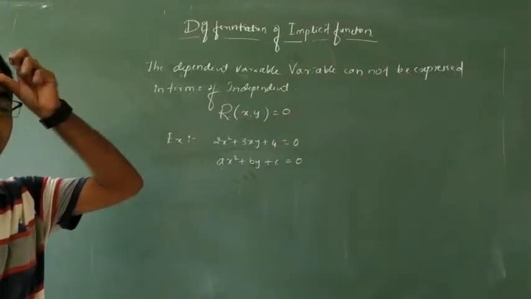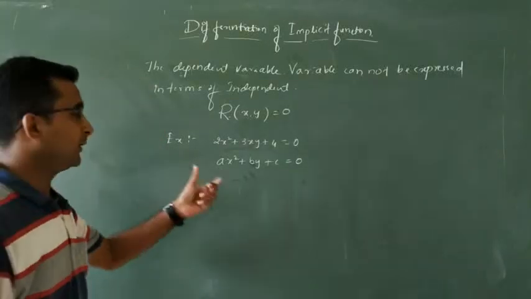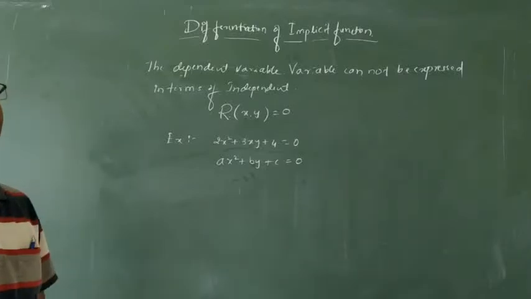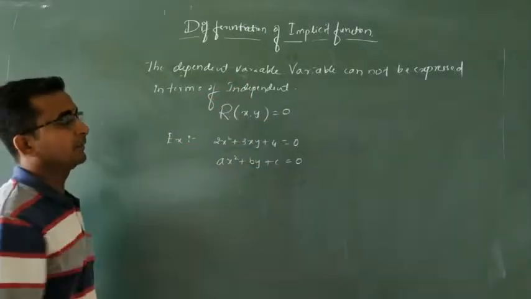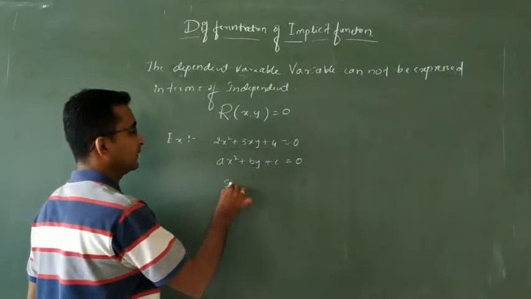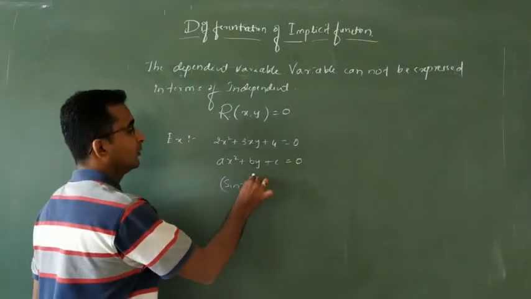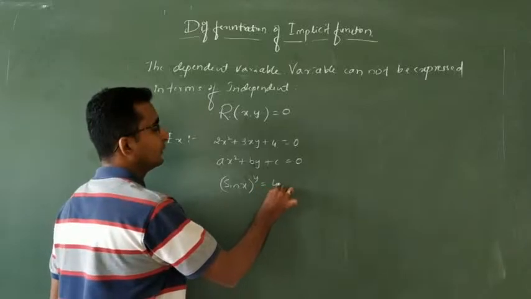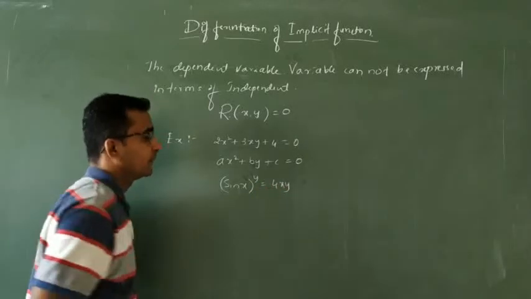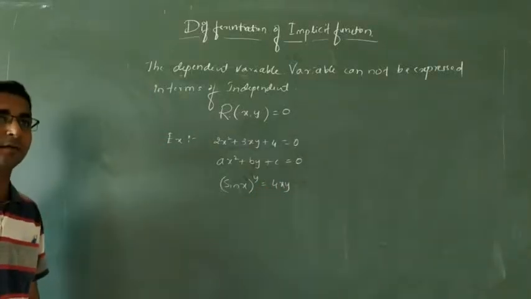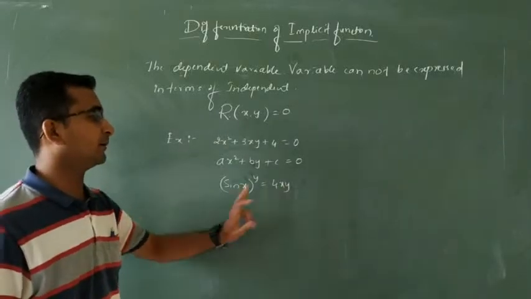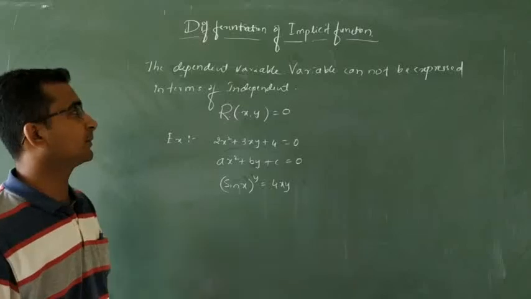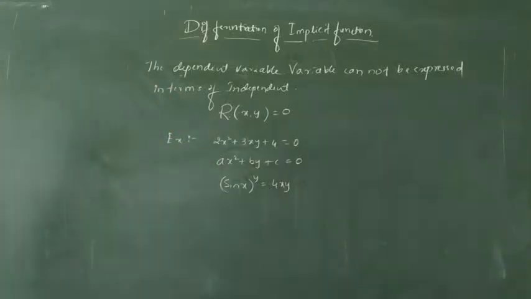So this is also one of the types of the implicit function. Or else they might give the form sin x whole raised to y is equal to 4xy. This is also in terms of the dependent with the independent variable. So this is one of the types of the implicit function, along with xy.